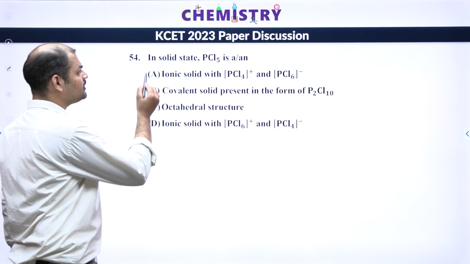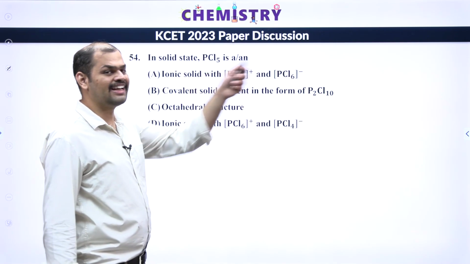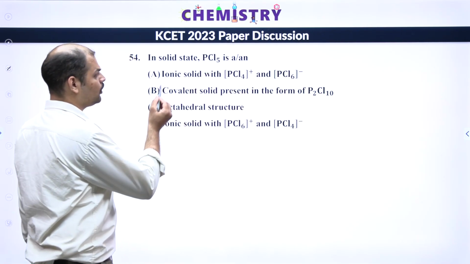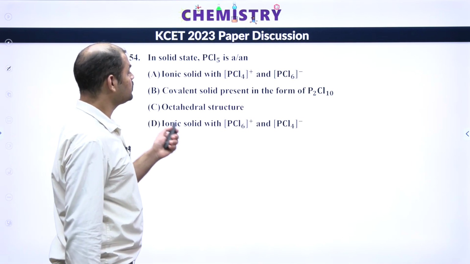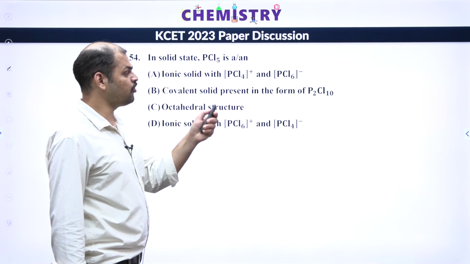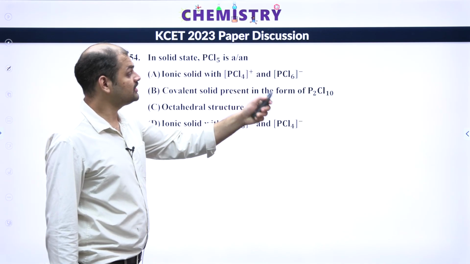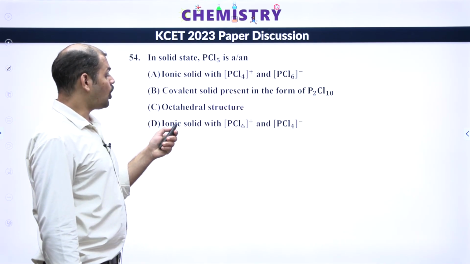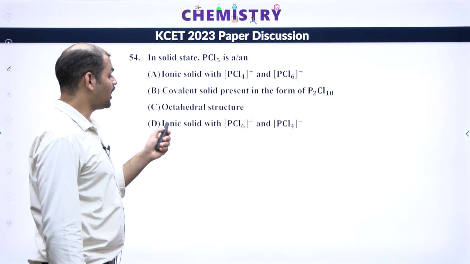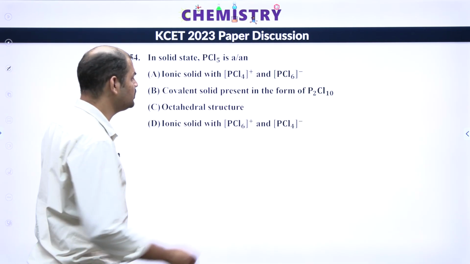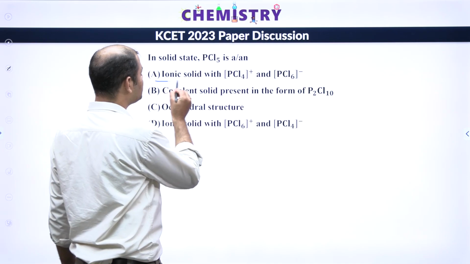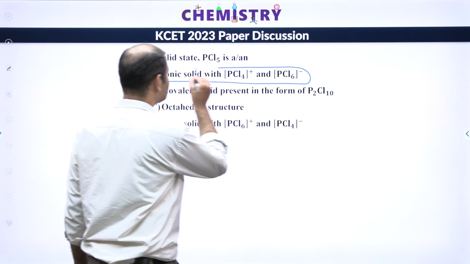That will be, in the solid state, PCl5 is an, first option, ionic solid with PCl4 plus and PCl6 minus. Second option is covalent solid present in the form of P2Cl10. Third option, octahedral structure. Fourth option, ionic solid with PCl6 plus in PCl4 minus. This is directly a remembering question. Remember carefully, PCl5 exists as ionic solid with PCl4 plus and PCl6 minus.